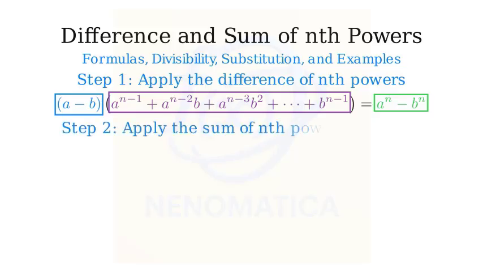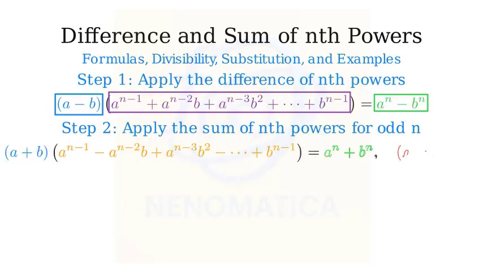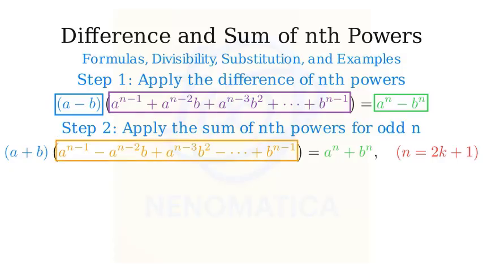Step 2. Apply the sum of nth powers when n is odd. If n is odd, n equals 2k plus 1, then (a plus b) times the alternating sum a to the n minus 1 minus a to the n minus 2 times b plus a to the n minus 3 times b squared, and so on, up to b to the n minus 1, equals a to the n plus b to the n. Notice the alternating signs inside the second factor. This alternating pattern is what makes the cross terms cancel, leaving a to the n plus b to the n.